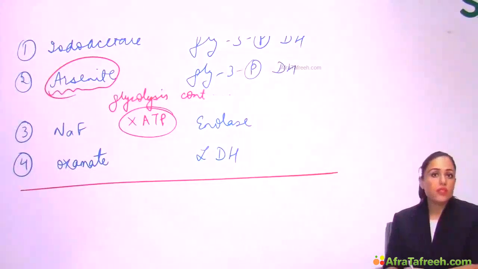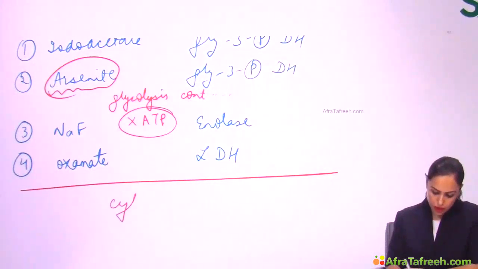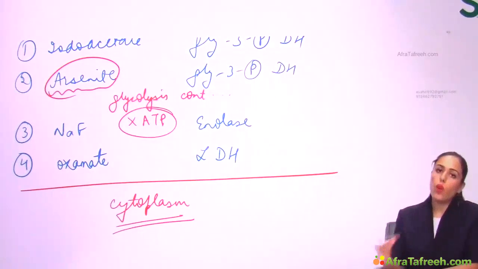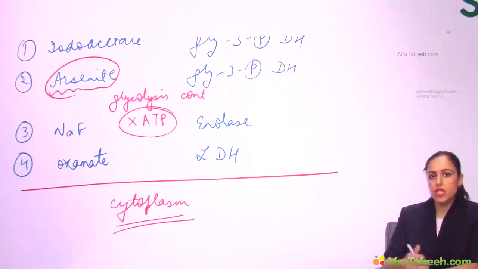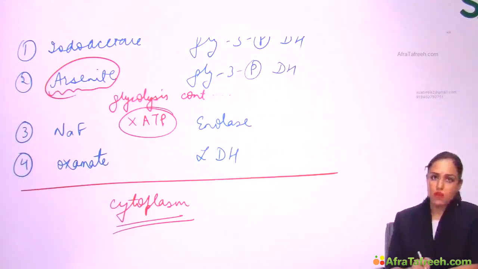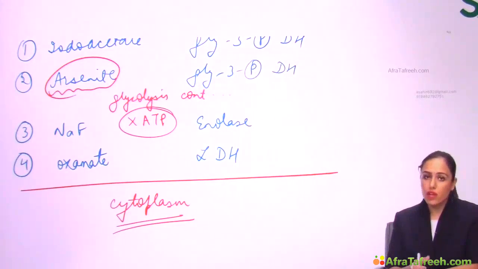And glycolysis occurs in which compartment of the cell? It occurs in the cytoplasm. But after glycolysis, we have link reaction, TCA and ETC. All the other three, link reaction, TCA, ETC, occur in mitochondria. So this is it with glycolysis. We will be looking at link reaction in the next video.